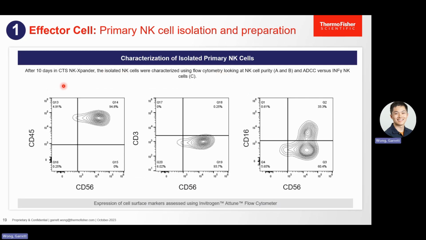Once the NK cells were expanded, the primary NK cells at least were characterized via flow cytometry. And in this figure, the CD45 and CD56 positive cells identify these cells as NK cells as well as lymphocytes. And then since the population is CD3 negative, these cells can be identified as NK cells rather than NKT cells. And then lastly, the CD16 positive population are ADCC NKs, whereas the CD16 negative cells are interferon gamma NK cells.